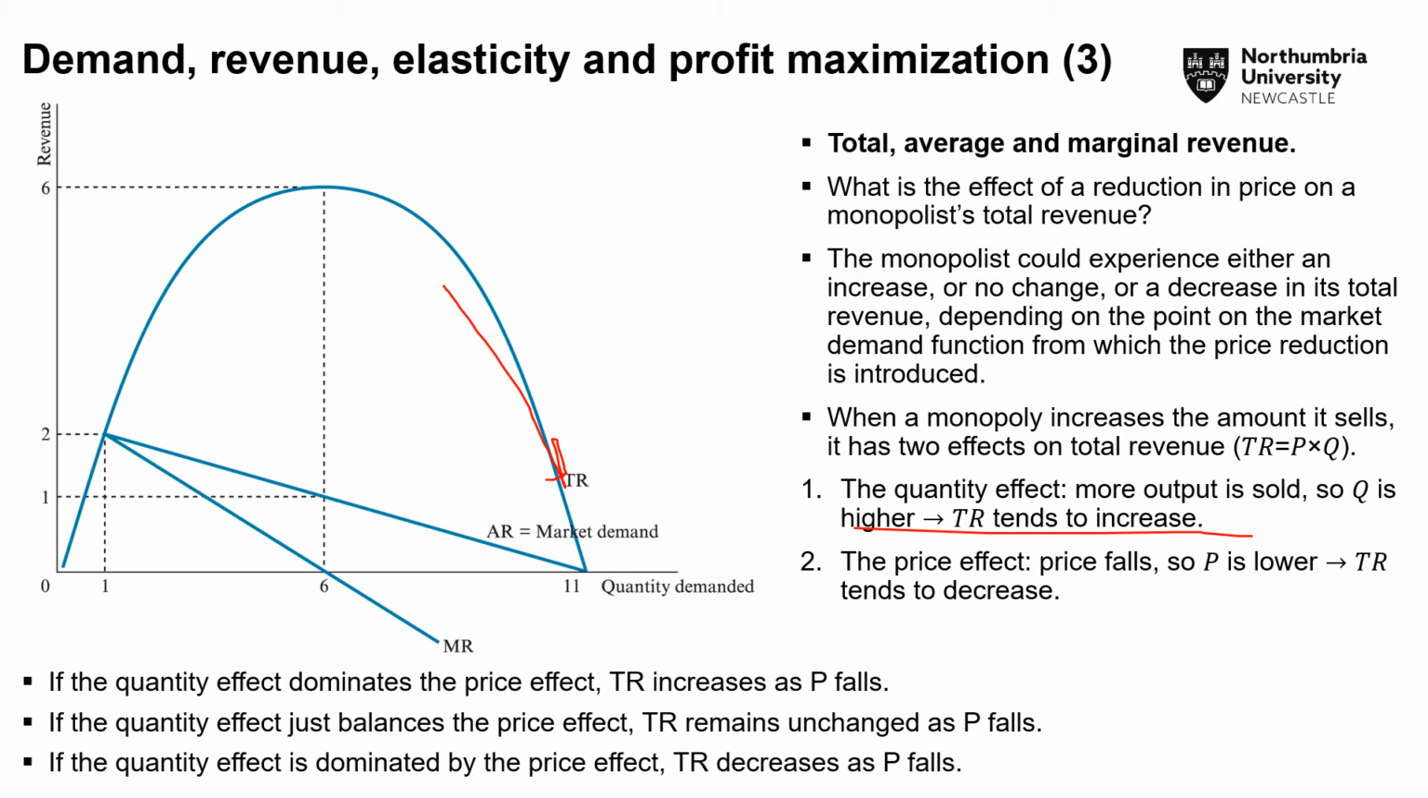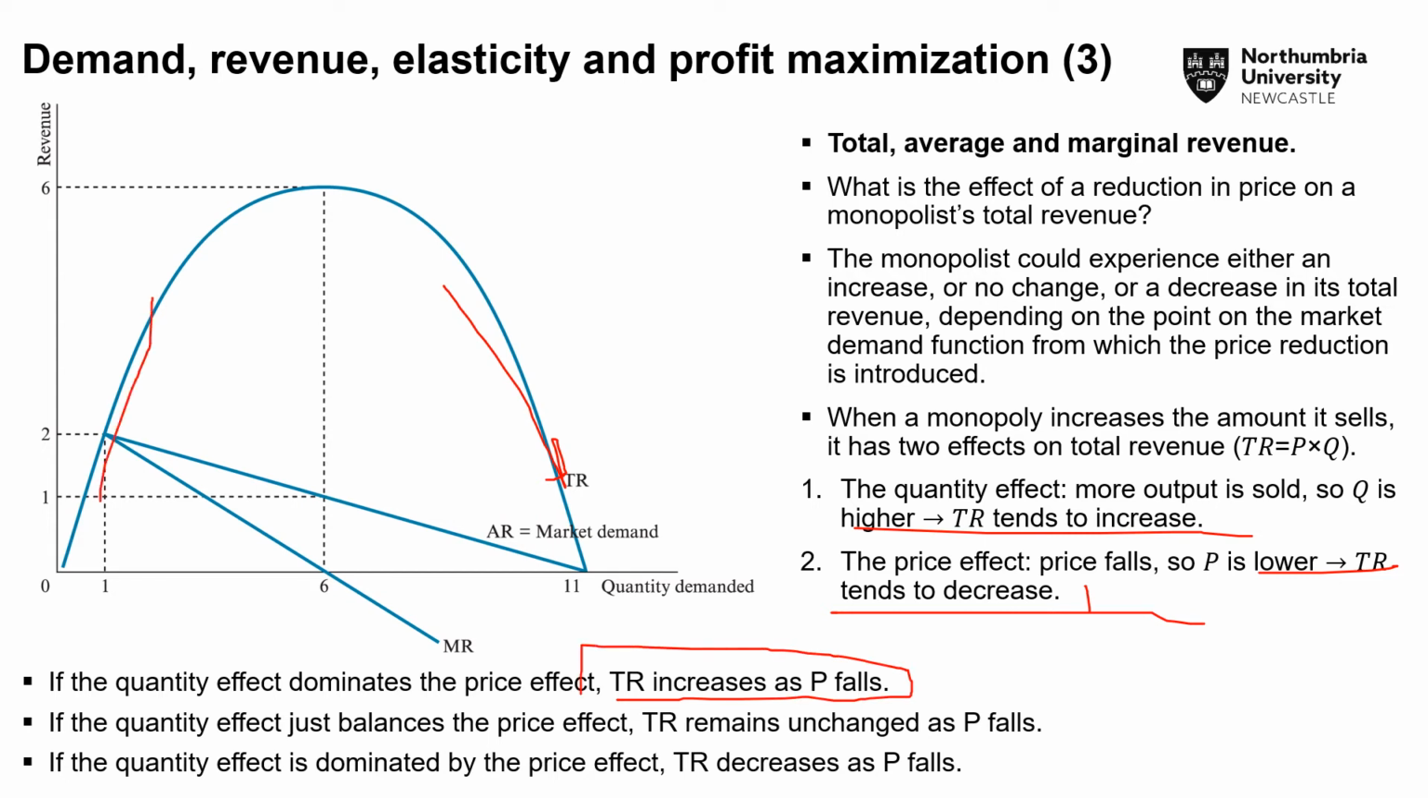But alternatively, what can happen is that you have the decline in price, so the price effect begins to dominate, but there's no change to quantity, so there's no real quantity effect. And as a result of that, revenues tend to decrease. So in summary, if the quantity effect dominates the price effect, total revenue increases as prices fall.